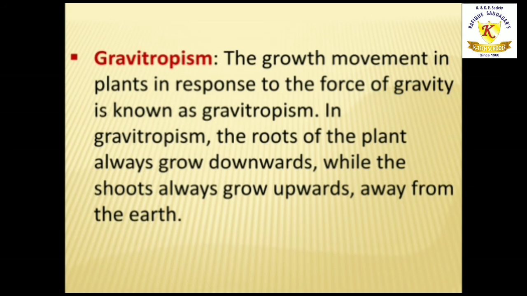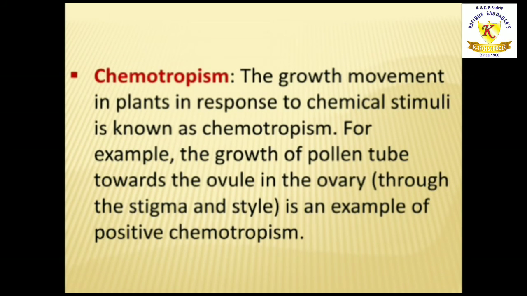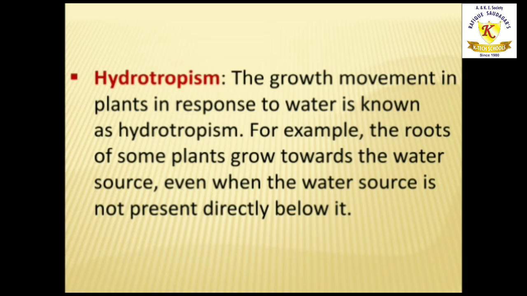Next is chemotropism. The growth movement in plants in response to chemical stimuli is known as chemotropism. For example, the growth of pollen tube towards the ovule in the ovary through the stigma and style is an example of positive chemotropism. Next is hydrotropism. The growth movement in plants in response to water is known as hydrotropism. For example, the roots of some plants grow towards water source even when the water source is not present directly below it.